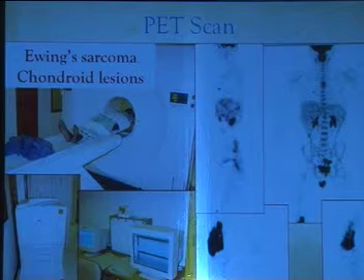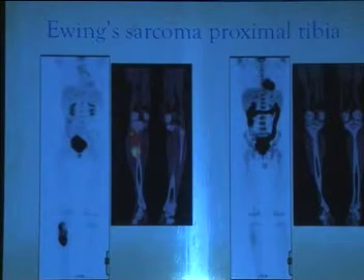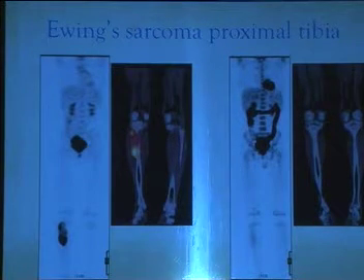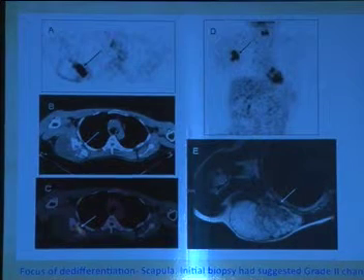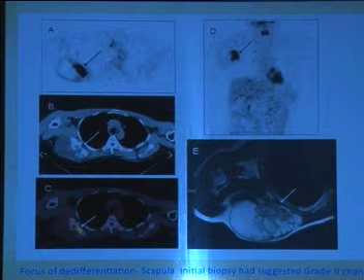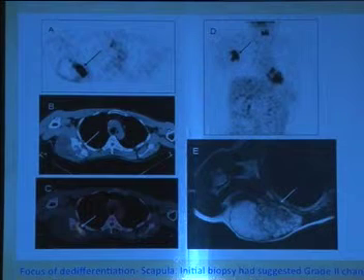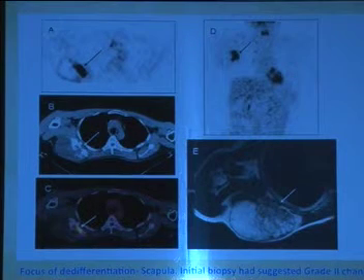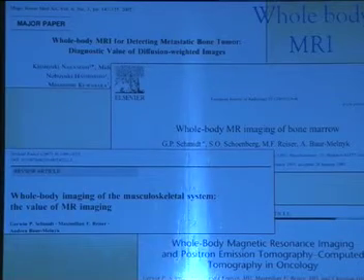Presently, we are doing PET scan at TMH for Ewing sarcoma and some chondroid lesions. These are examples where Ewing sarcoma of the proximal tibia has been initially staged with the help of PET scan. It is also helpful in the cases of chondroid lesions, where we can see the dedifferentiated areas, which may be very, very difficult to pick up on CT scan or on MRI, but can easily be visualized on PET scan, and you can target your biopsy with the help of the PET scan.